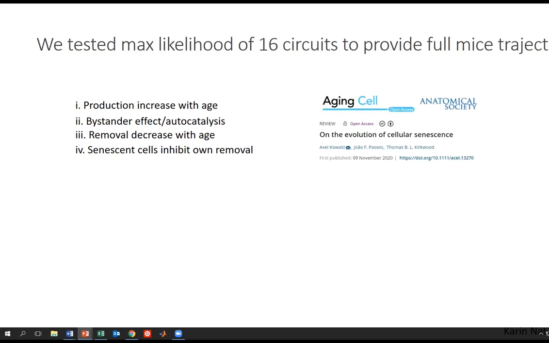And I just want to recommend this review by the Kirkwood group on the evolution of cellular senescence that talks about these processes and is also very interesting, thought-provoking.